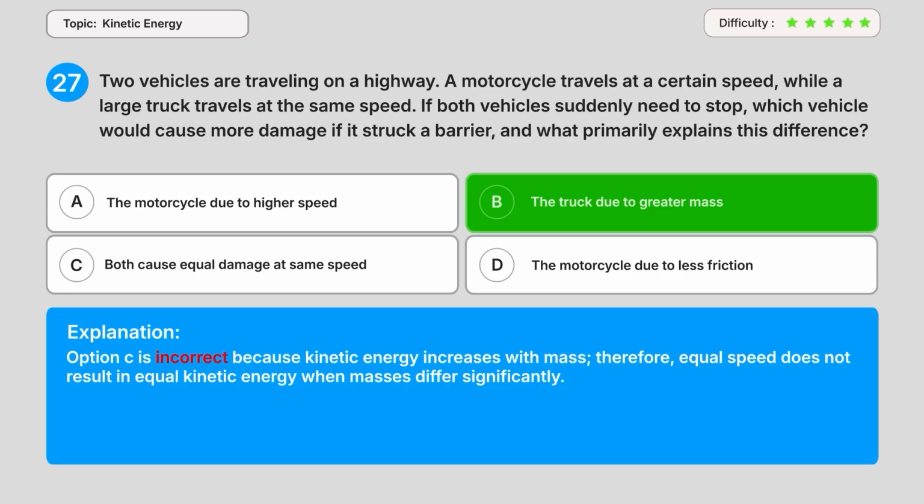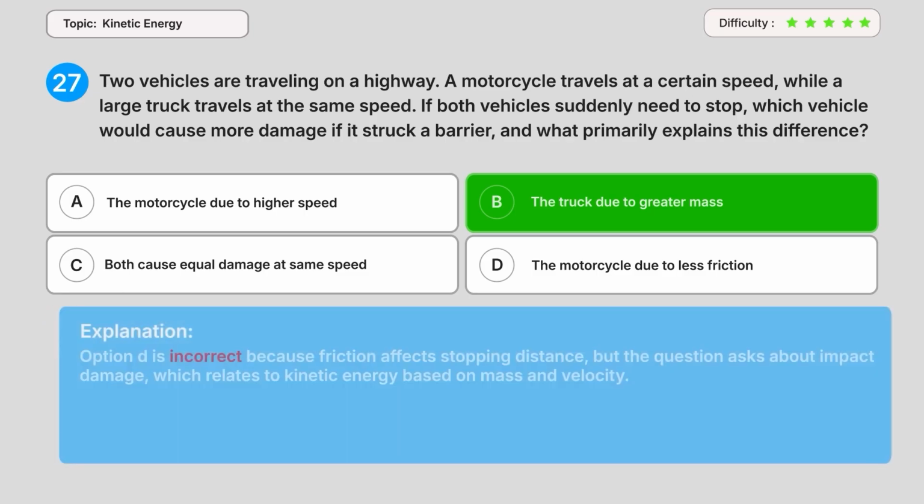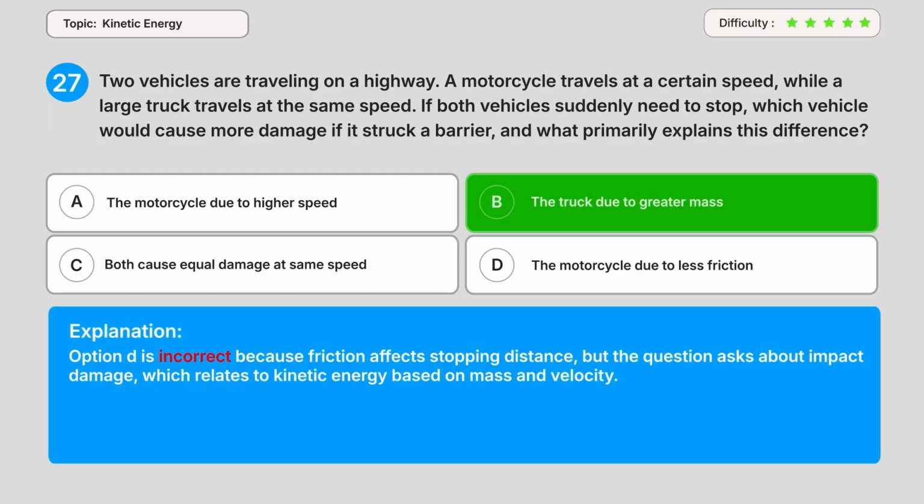Option C is incorrect because kinetic energy increases with mass. Therefore, equal speed does not result in equal kinetic energy when masses differ significantly. Option D is incorrect because friction affects stopping distance, but the question asks about impact damage, which relates to kinetic energy based on mass and velocity.